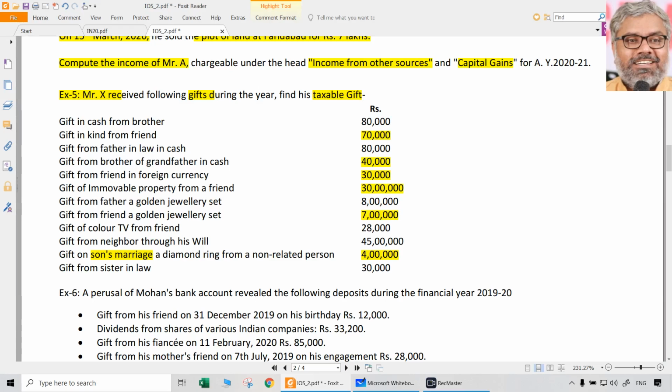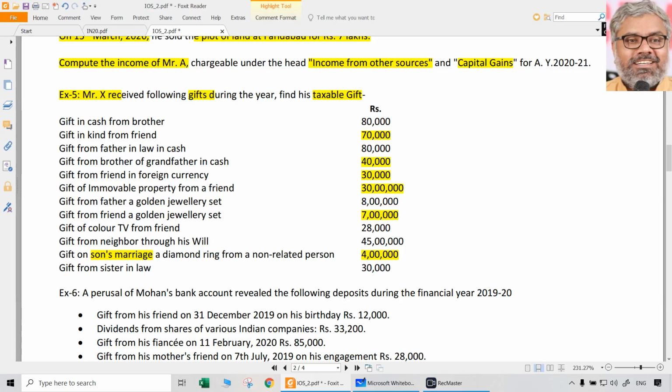Then gift from sister-in-law. That is another interesting point. Sister-in-law. Is sister-in-law a relative? Yes. Because sister-in-law could be who? Sister-in-law could be, according to English language, say, brother's wife. Possible, right? Or even sister's wife. Sister's, no, not possible. Brother's wife, let us say, sister-in-law.